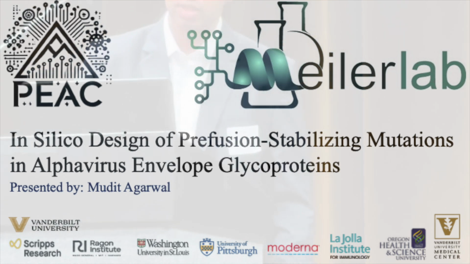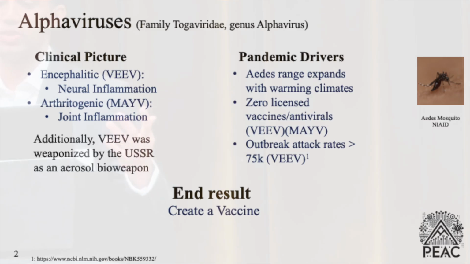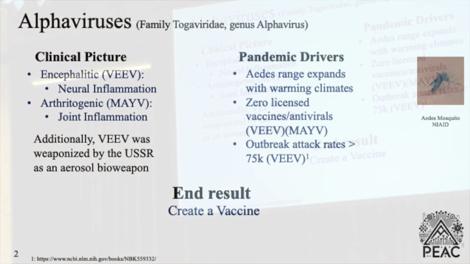Let's get into things. We're looking specifically today at VIV and MAV, and let's get into what alphaviruses really are. They're mosquito-carried viruses. They come in two different flavors: encephalitic, which encompasses VIV, where we see neural inflammation as a major category, and arthritogenic, which encompasses MAV, and this is basically characterized by joint inflammation.